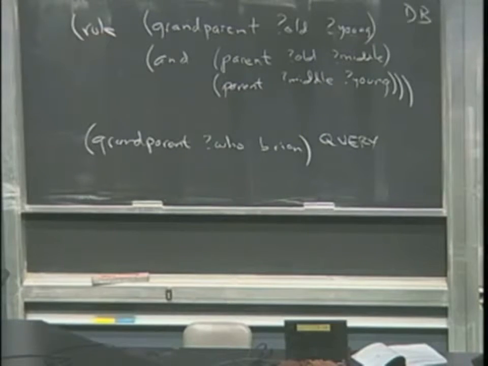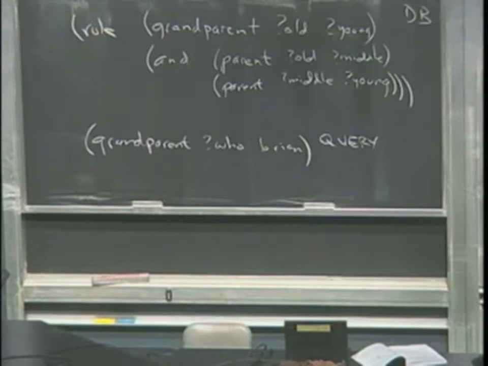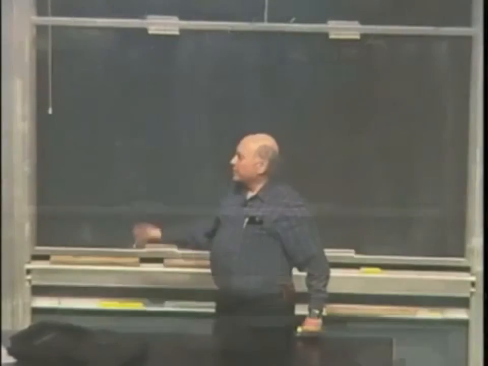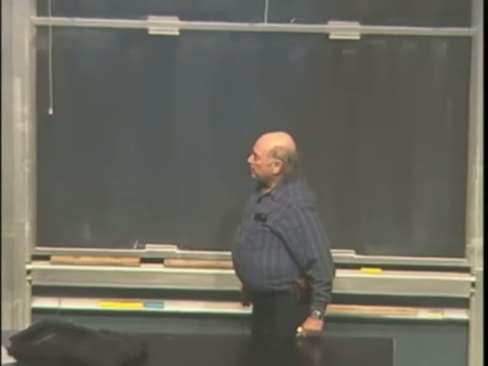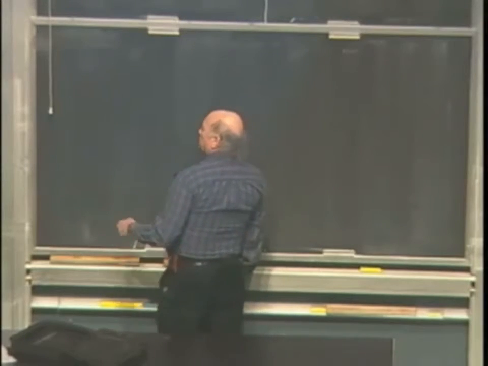Okay, so when we make this query, first we go through all the assertions in the database. And let's say there are no plain old assertions about anybody being anybody's grandparent. All the assertions are about parenthood. And we're supposed to deduce who the grandparents are. So we go through the rules and we find this rule. And the way evaluating a rule works is you match the conclusion of the rule, which confusingly is the first part of the rule, with the query. Okay?